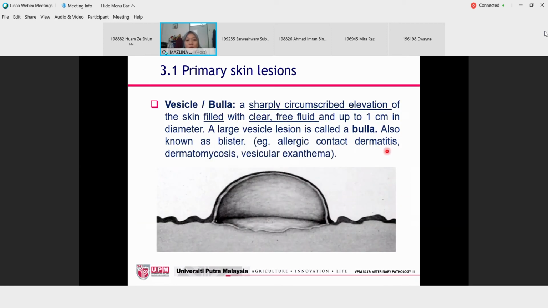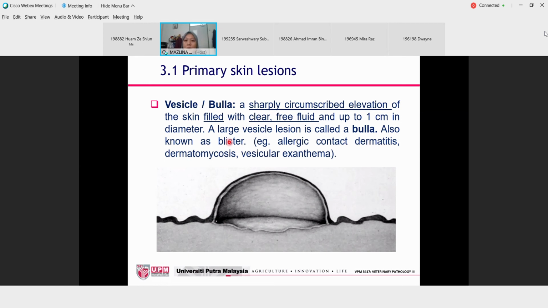Next, we move on to vesicle and bulla, okay? So vesicle and bulla basically are sharply circumscribed elevations of the skin filled with clear free fluid. And if the size is more than 1 cm, it is called a bulla, okay? If it's lesser, it's called a vesicle, okay? As I mentioned before, a very common example is the blister.